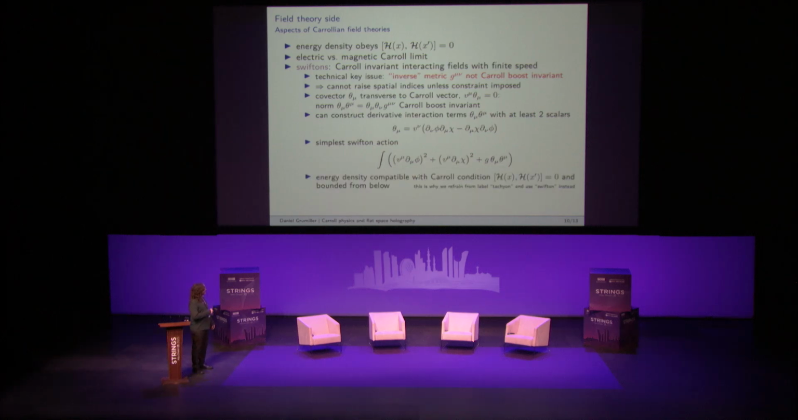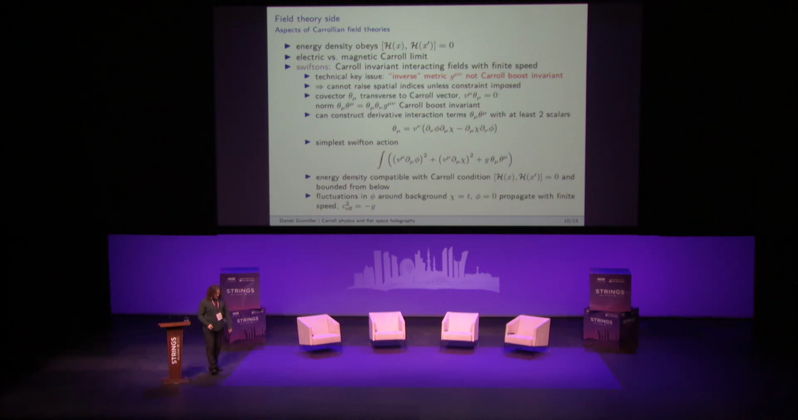Now, you can show that indeed the energy density here is compatible with the Carroll condition, that H commutes at different points. This is as it must be, but it's somewhat non-trivial to see this because H of x for this model is a quite complicated expression. Moreover, you can show that the energy density is bounded from below, and that's why we refrain from calling these tachyons and use instead this alternative name, Swifton.